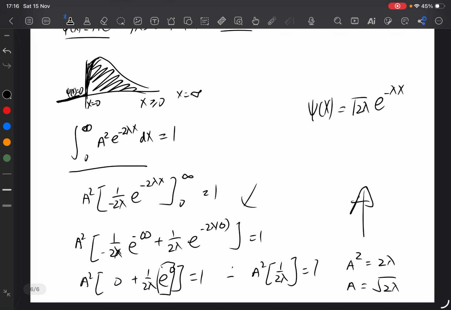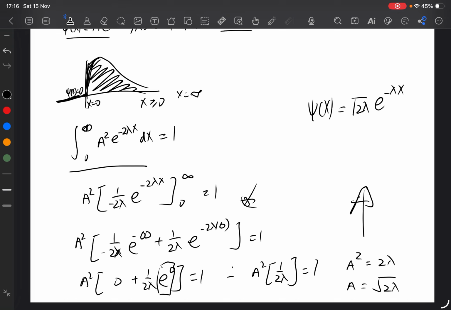But if you don't know how to do the integration like this, I will create a video on the different techniques of integration, and that will help you understand this more easily.